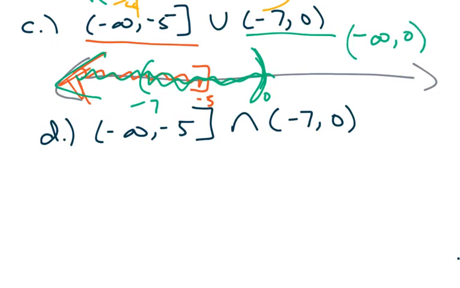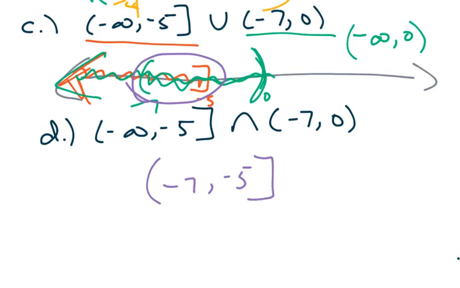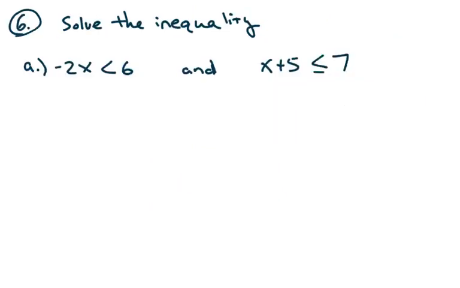But, if you'll permit me, the next question is talking about the intersection of the same thing, so we're just concerned with this. So it'll be from negative 7 to negative 5. And there you have it. So, draw a picture. Make sure you know union means everything, intersection just means what they have in common, and you'll be fine. Moving on.